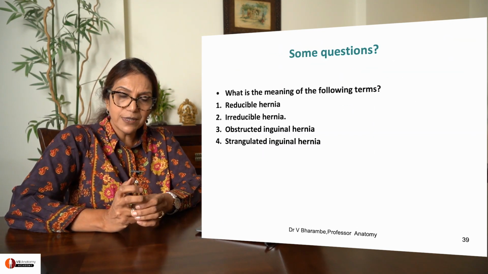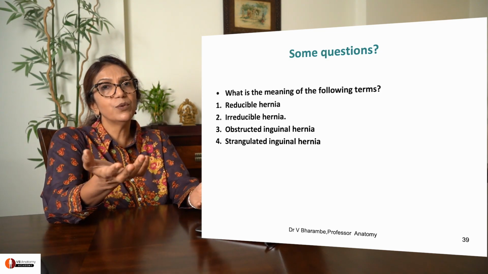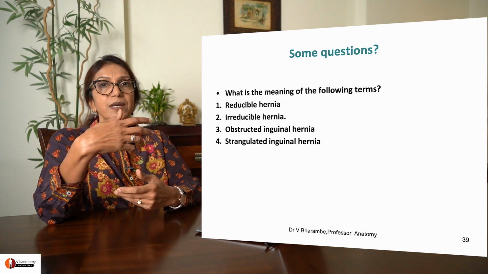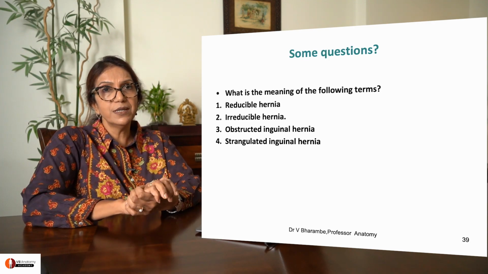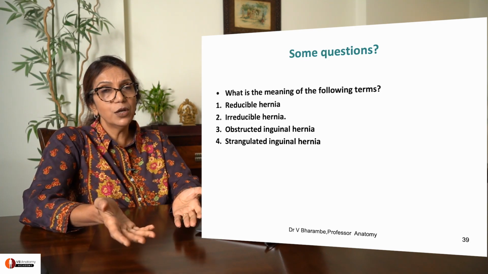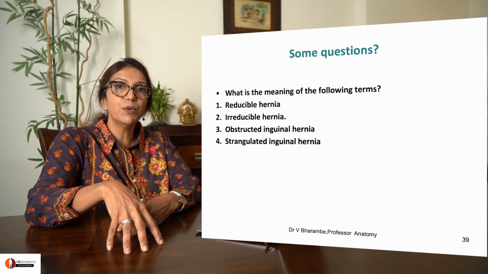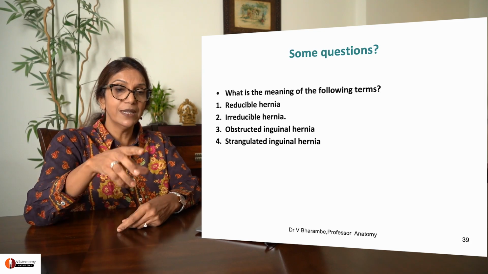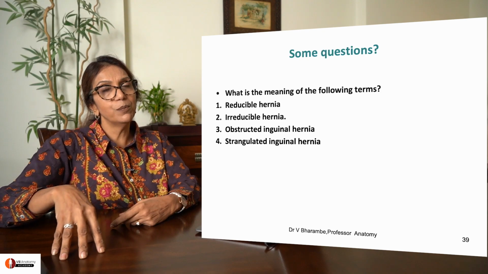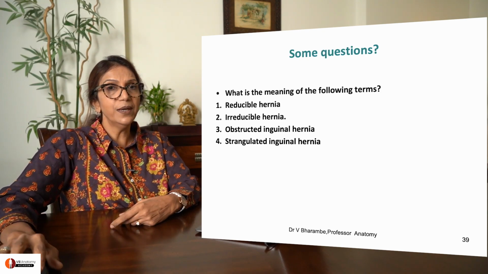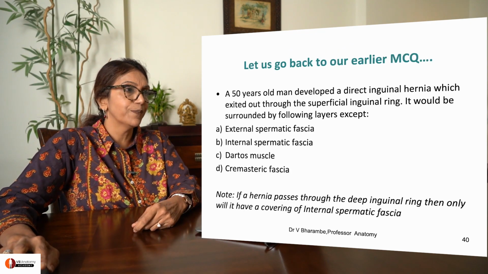There are some questions now which should strike interested students, such as what is a reducible versus irreducible hernia? What is an obstructed versus strangulated hernia? You should all explore this. If you have problems, you can put it in the comment section. I'll give you the answers, no problem. But you must learn to explore anatomy on your own, whether you are in the anatomy year, the surgery year, or doing post-graduation in surgery. Okay? If you have problems, feel free to put it in the comment section and I'll get back to you.